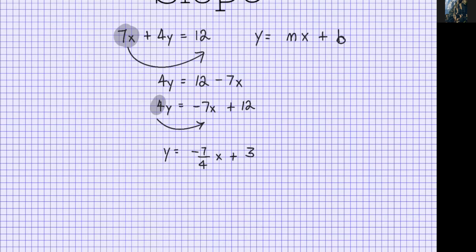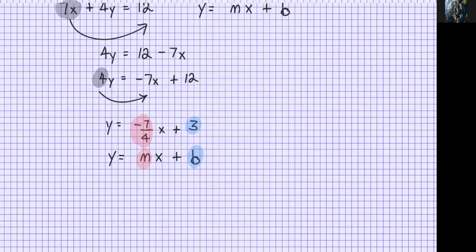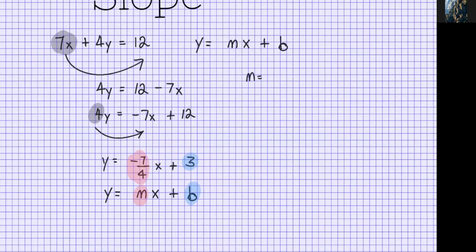So if you see now, we have an equation that we can read. Now we know that the slope will be negative 7/4. Now we know that the line will cross or intersect the y-axis at 0, 3. But the main objective in here was to know what the slope of that line was. So now we can say that the slope is negative 7/4. And that's it.